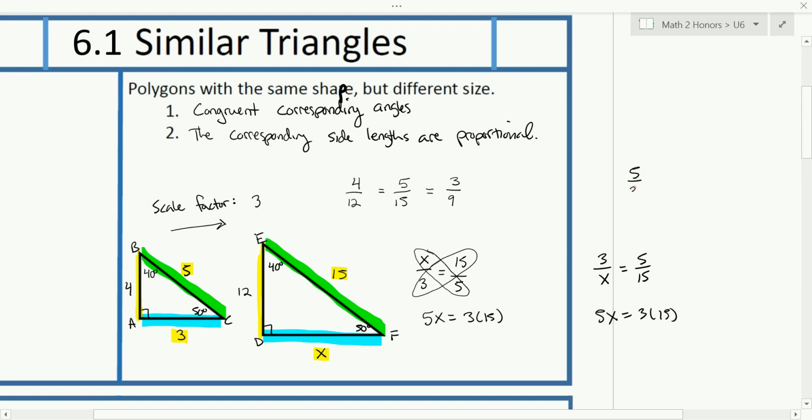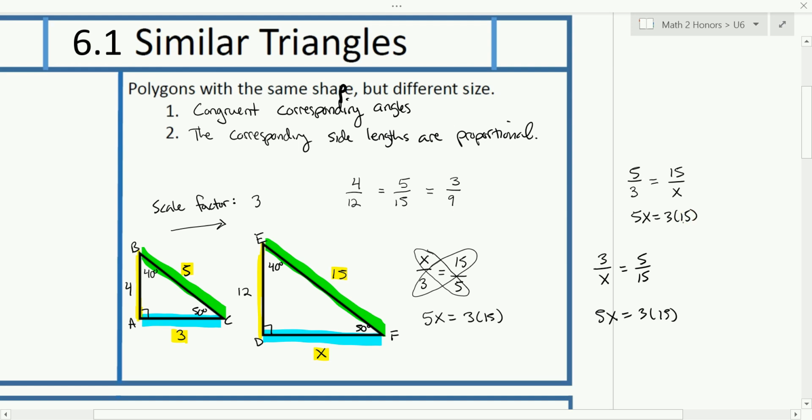You could do 5 over 3. If we do 5 over 3, then we'd have 15 over x. What's happening here is we're not corresponding, but we're working within the same triangle. 5 and 3 come from the triangle on the left, 5 over 3, and then the corresponding sides would be 15 and x in the larger triangle. And notice when we cross multiply there, we end up with 5x equals 3 times 15, which again is the same exact thing we get with the other one.